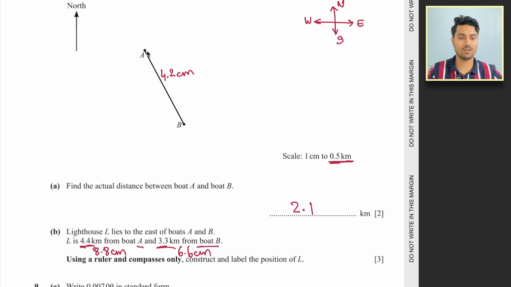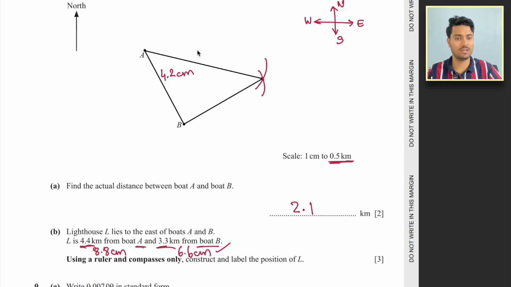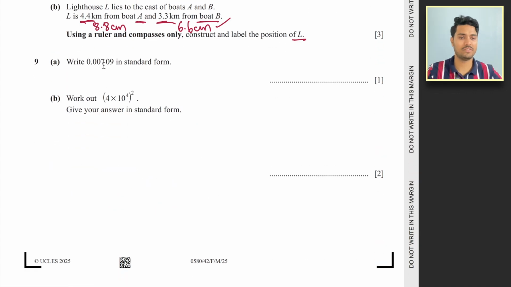From point A you have to take an arc of, let me check once again. It says the lighthouse L lies to the east of boat A and B. L is 4.4 kilometer from boat A. So from A you put the pointer of your compass, take a measurement of 8.8 centimeter, roughly. You make an arc like this, 8.8. From point B you make an arc of 6.6, like this. And at this point you join this and this, and roughly this is going to be 8.8 centimeter. This is your lighthouse, and this is going to be 6.6 centimeter. Yeah, so that's the answer. Using a ruler and compass only, construct and label the position of L. Done.